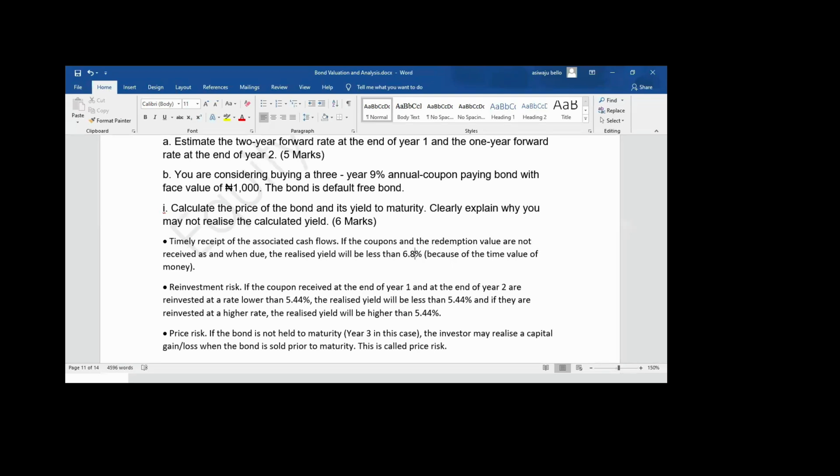Let's explain that briefly. The expectation is that you are going to receive your interest at the end of year 1. When you receive it, you are going to reinvest it. If you don't get the coupon interest at the end of year 1, or at the end of year 2, that means you cannot reinvest immediately. And that will affect your realized yield.